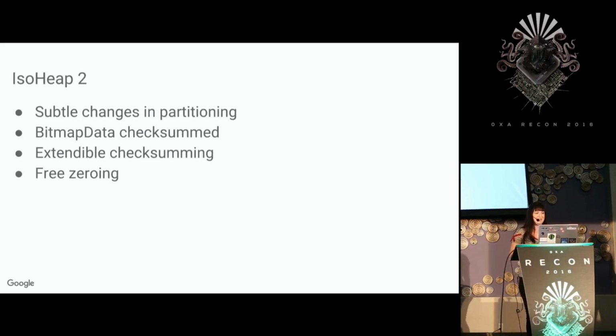So now there is the third mitigation set. These were a few changes in heap partitioning, fairly subtle, just changing where certain things went that were prone to exploitation. They also added bitmap data checksumming. That was another object that tended to get overwritten, and also they added extendable checksumming so that if this happens in the future, it's really easy to add checksums to a new object.